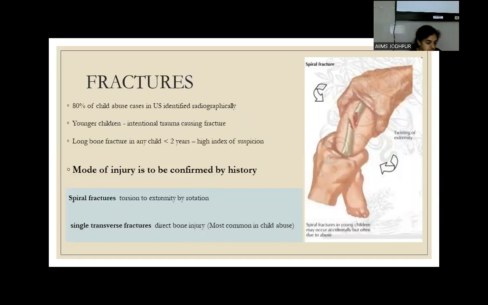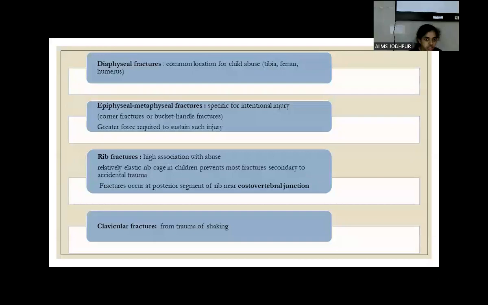The types of fractures in presentation may either be a spiral fracture or a single transverse fracture. Previously, spiral fractures were actually the most commonly presenting fracture in child abuse, but now it is single transverse fracture. In spiral fracture, it is by rotation of the extremity that causes torsion, resulting in subsequent fracture that is along the bone. And single transverse fracture is a direct bone injury at the site of impact, and that is the currently most commonly seen type of fracture in child abuse.